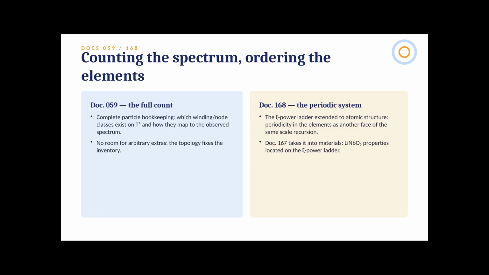Slide 29. Two complementary jobs. Document 59 does the full count, which winding and knot classes can exist on the torus, and how they map onto the particles we actually see. The topology fixes the inventory. There's no room for arbitrary extra particles. Document 168 takes the same Greek x power ladder and stretches it up to atomic structure, so the periodic table of the elements becomes another face of the same scale recursion. And document 167 pushes one step further into real materials. It locates the properties of lithium niobate on that same ladder.